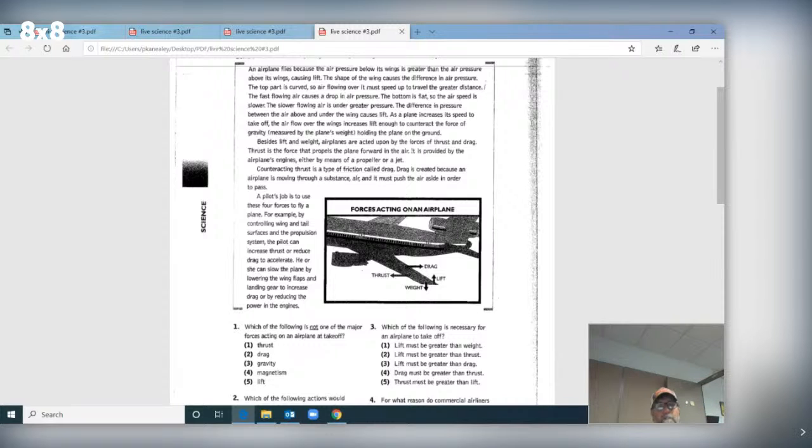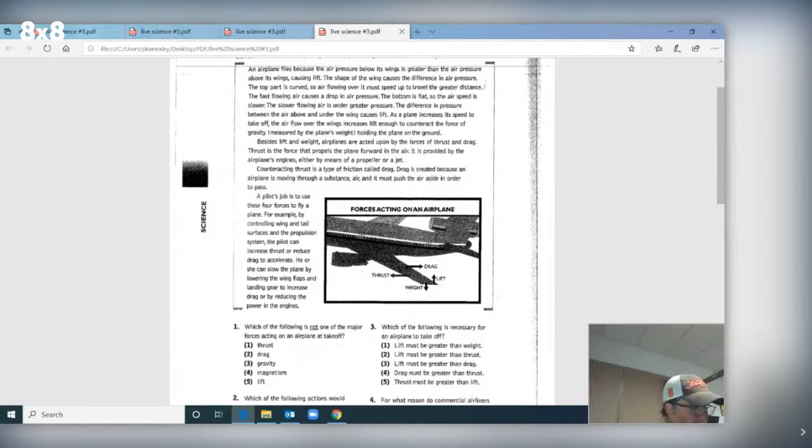Okay. So one thing that we mentioned there is drag. It says counteracting thrust, a type of friction called drag. Drag is created because an airplane is moving through a substance, air, and must push the air aside in order to pass. So drag would be something that's basically slowing the plane down. It might be something hanging off the plane. When the plane's going through the air, it's causing the air to hit something and slow the plane down.